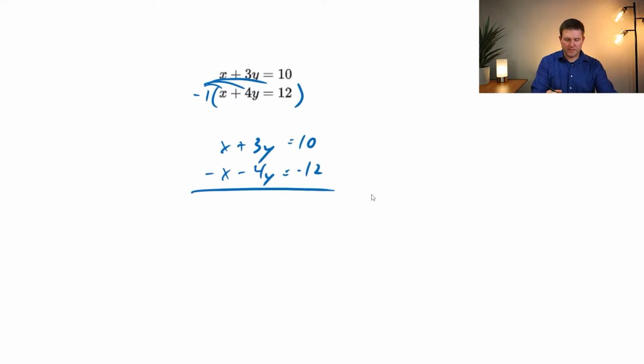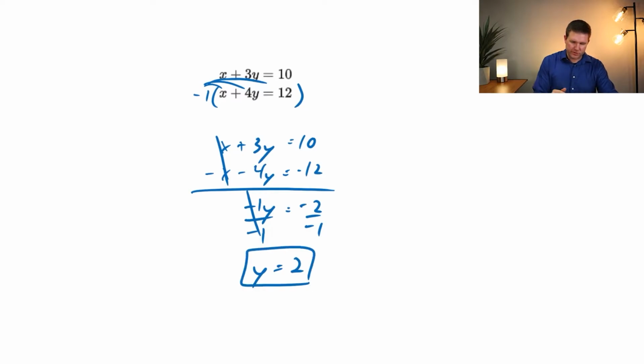Now you can just add these downwards, so x minus x, 0, it's gone. -1y, or just -y. 10 minus 12, -2. Divide both sides by -1. That negative is a hidden -1. And then y is +2.